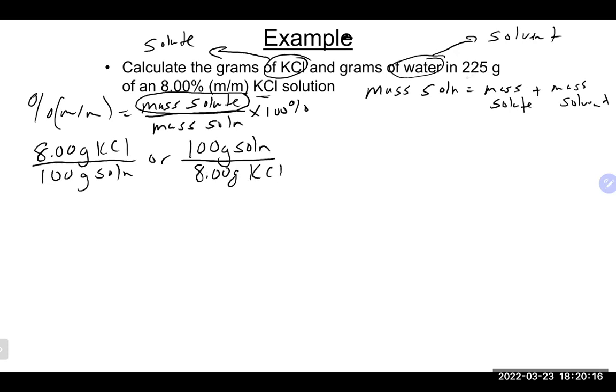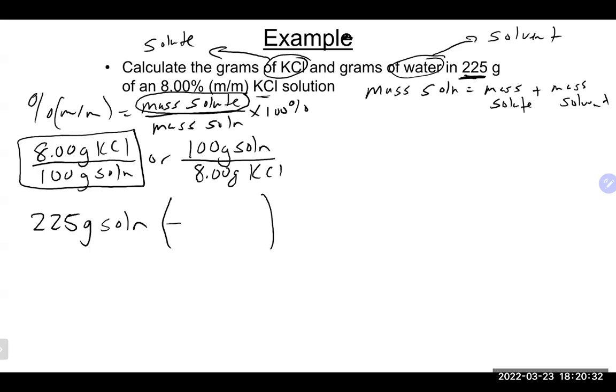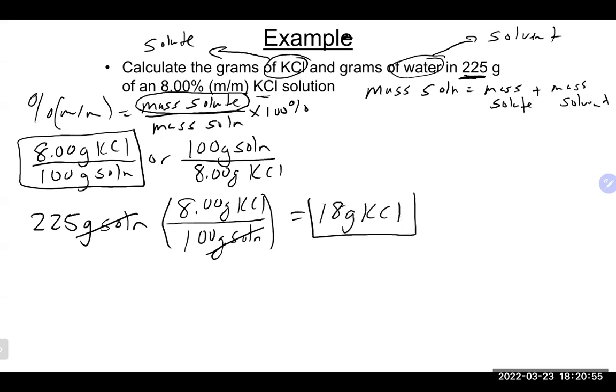In this particular case, they gave us the mass of the solution, which is the 225 number there. So we'll start with that, the 225 grams of solution. Here we would want to use our conversion on the left so everything cancels out correctly. That's going to give us 8 grams of KCl per 100 grams of solution. Those are going to cancel. And I want to say 18. Let's see, 225 times 8. Does that sound about right? Good. That gives us 18 grams of KCl in this case.